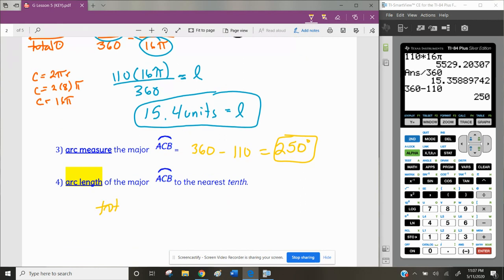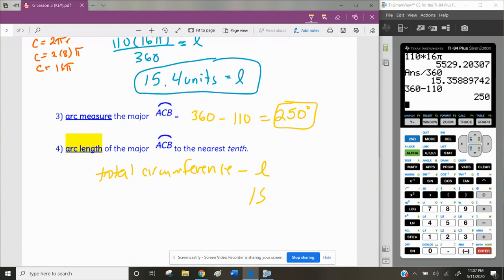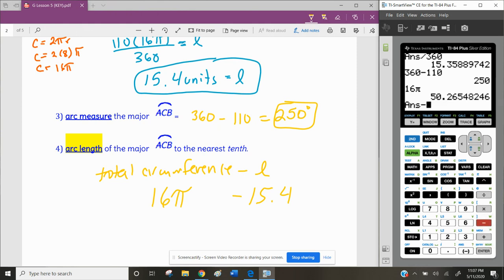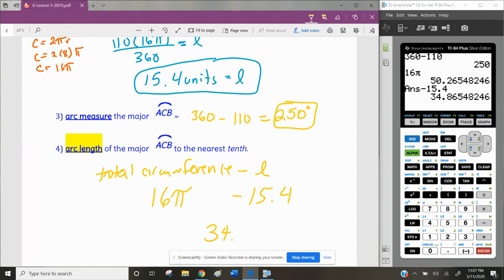I think taking the total circumference, 16 pi, minus L, which is our 15.4, we'll do that. We could scroll up in our calculator and use that entire number, the unrounded value. And so to the nearest tenth, 34.9 units. And that's the length of the arc.